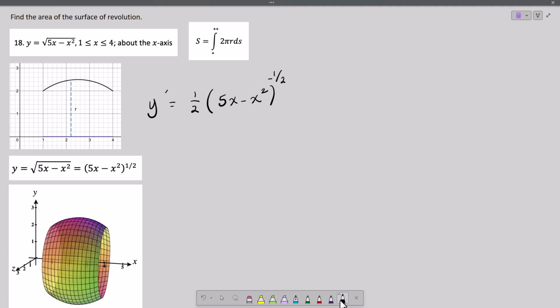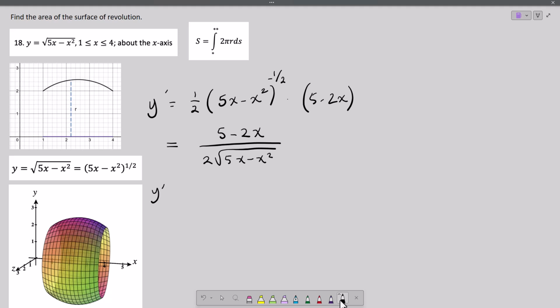And then what is the chain rule? What are we going to multiply by? 5 minus 2x. The derivative of that base is 5 minus 2x, so that's what's going to go here. Let's write this without any negative exponents. So this is going to be 5 minus 2x divided by 2 square root of 5x minus x squared.